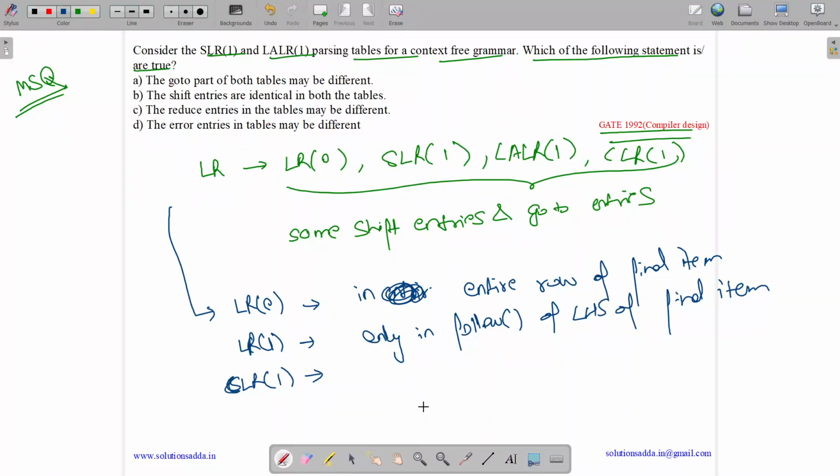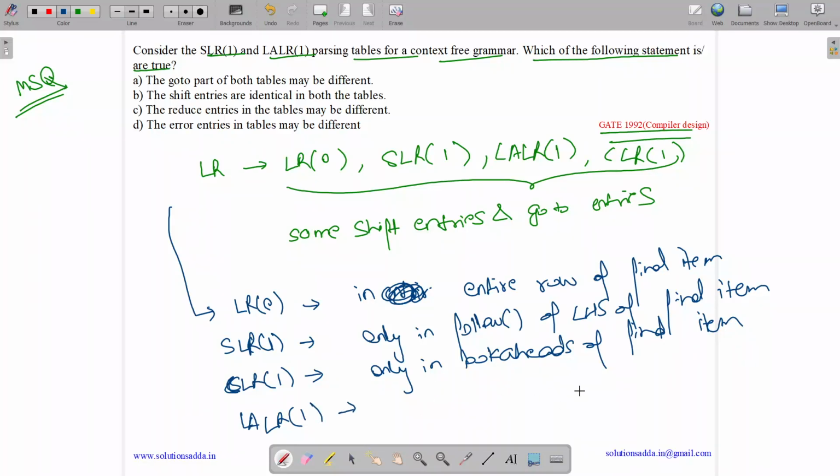In CLR1 parsers, what do we do? This is the LR0 parser, SLR1 parser, and this is the CLR1 parser. In the CLR1 parser, we place the reduce moves only in the lookahead of the final item. Okay, and the last one is the LALR1 parser. In LALR1 parsers, we place the reduce moves in all the merged lookaheads of the final items.